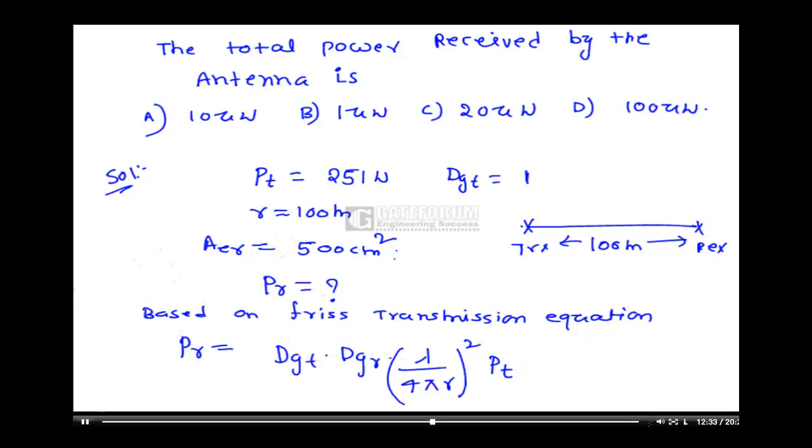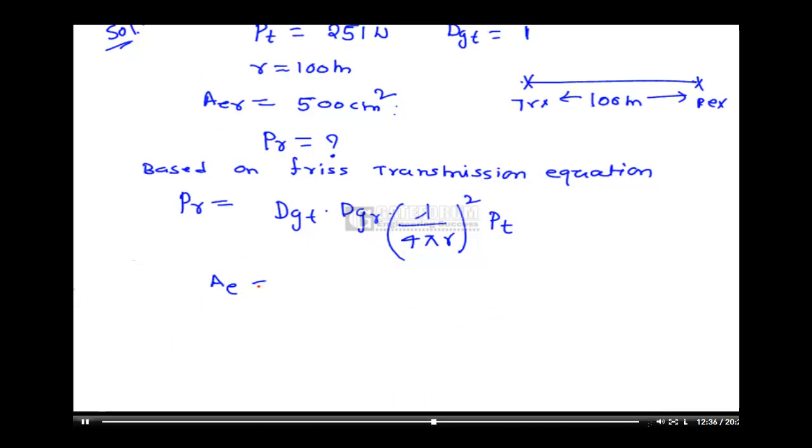But what is effective area? Effective area of any antenna is A equal to lambda square by 4 pi into directive gain. So here AER, the effective aperture of the receiving antenna, is equal to lambda square by 4 pi into DZr, which implies DZr is equal to AER into 4 pi by lambda square. So substitute the value. AER is known, 4 pi is known, and we keep lambda square as it is.